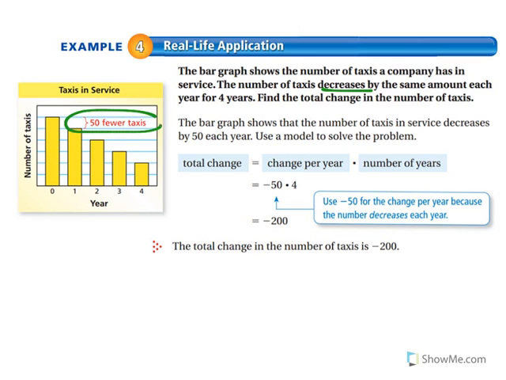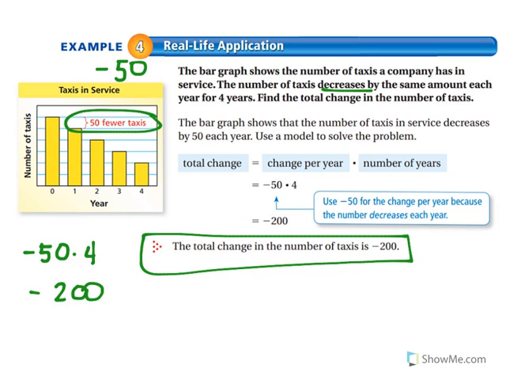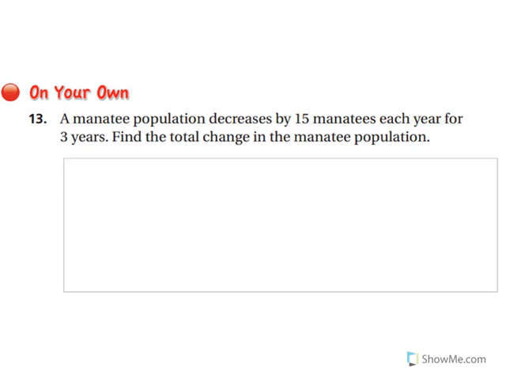So you can see right here, it tells you they go down 50. If they're going down 50, that's negative 50, right? Going down is negative. So what we're going to do is we're going to do negative 50 times those 4 years. And 50 times 4 is 200, which is negative. So the total change in the number of taxis is negative 200. Remember, word problems, write your answer in a complete sentence. All right, so I want you to try this last problem. Pause this, give it a try, and then when you're ready, resume and see how you did.